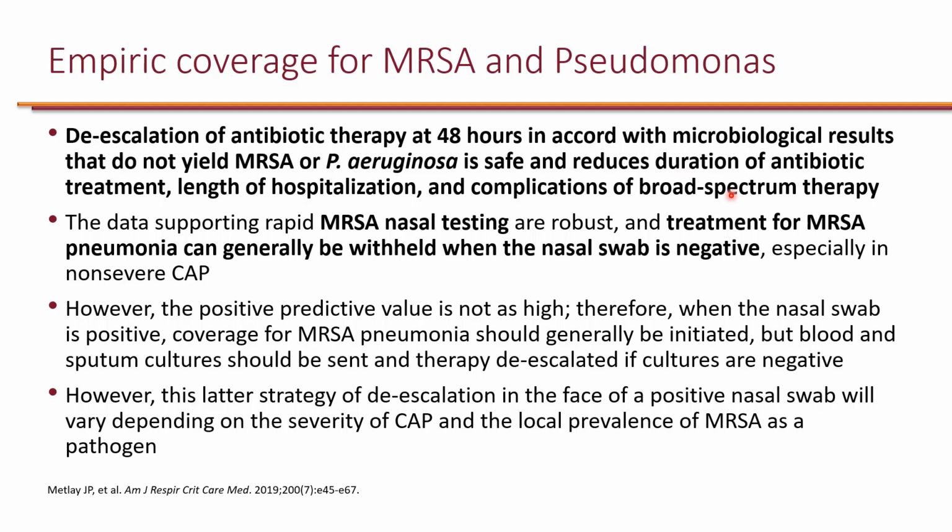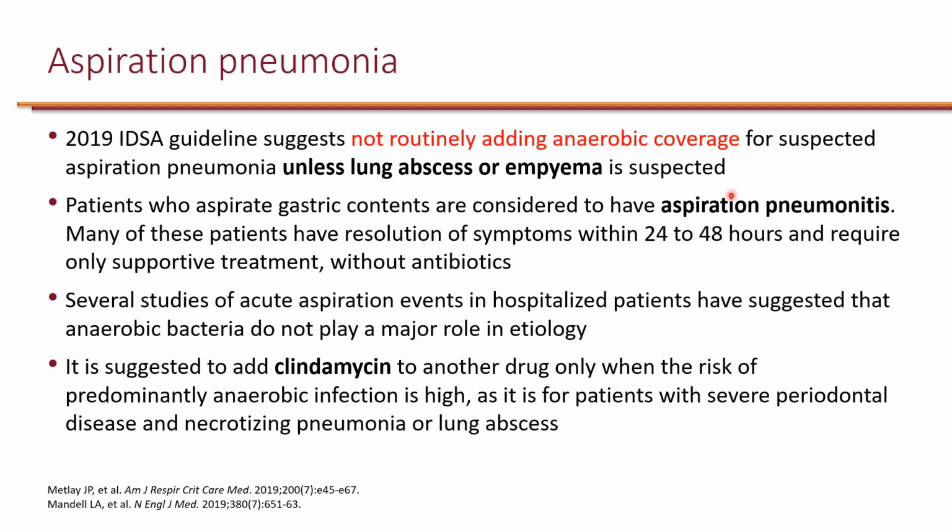And lastly, the 2019 IDSA guidelines for the very first time had recommendations for aspiration pneumonia. And what they say is that they don't suggest routinely adding anaerobic coverage for suspected aspiration pneumonia unless the patient actually has a lung abscess or empyema. So lung abscess and empyema are more likely to actually grow anaerobic organisms. So outside of that, it's very unlikely that the patient will have anaerobic organisms growing, so it's not recommended to add metronidazole, for example.